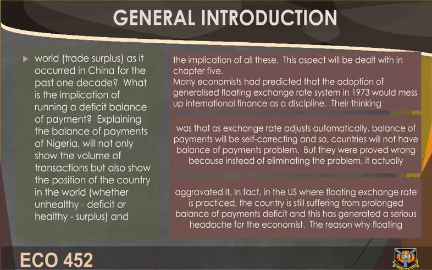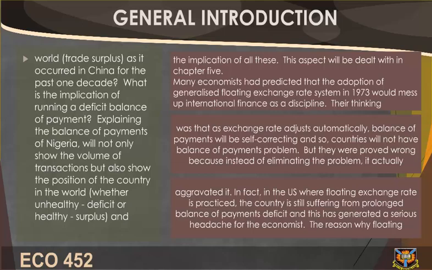Many economists had predicted that the adoption of the generalized floating exchange rate system in 1973 would mess up international finance as a discipline. Their thinking was that as the exchange rate adjusts automatically, balance of payments will be self-correcting, and so countries will not have balance of payments problems. But they were proved wrong because instead of eliminating the problem, it actually aggravated it. In fact, in the US, where floating exchange rate is practiced, the country is still suffering from a prolonged balance of payments deficit, and this has generated a serious headache for the economists.